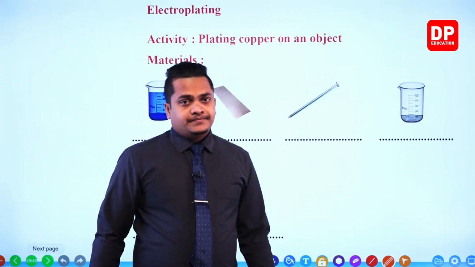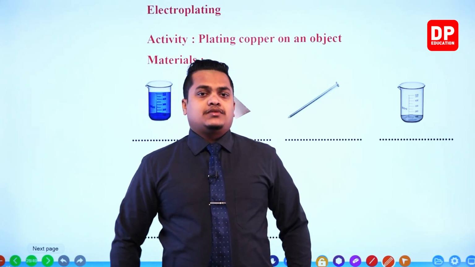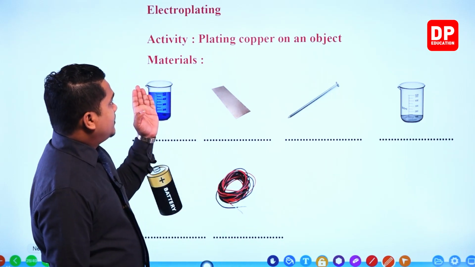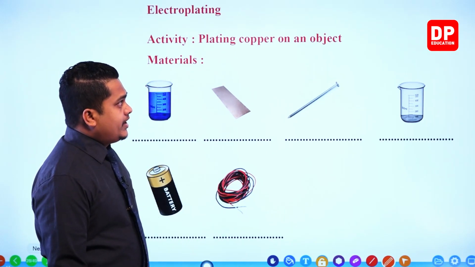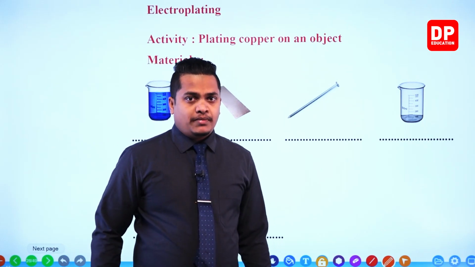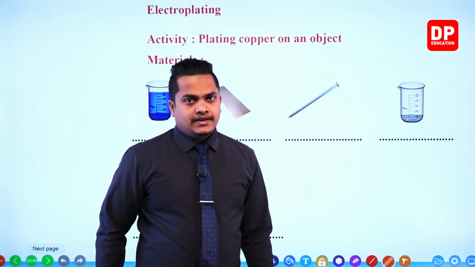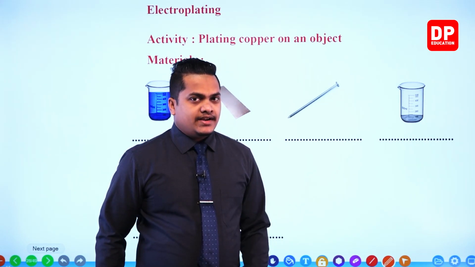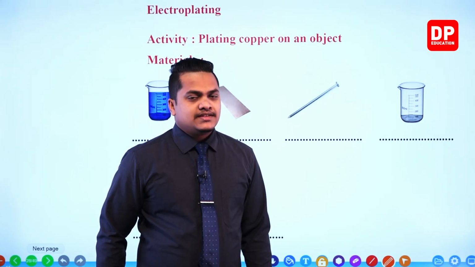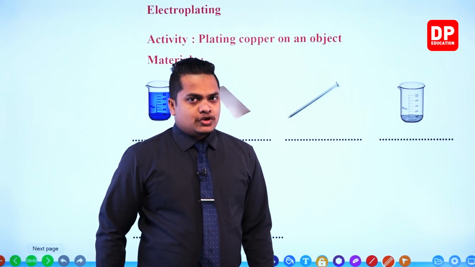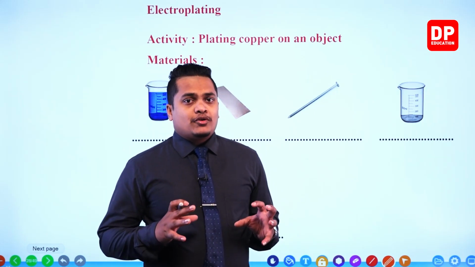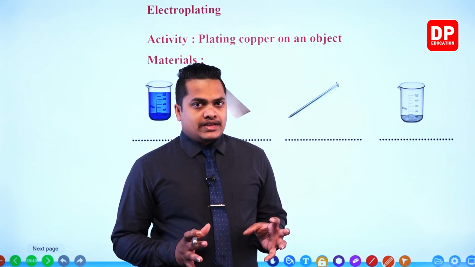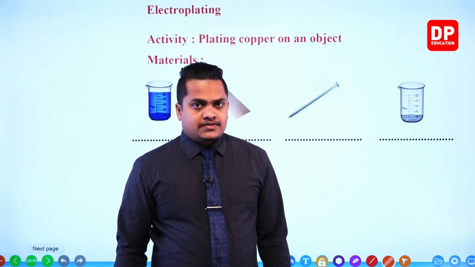Now, my dear children, we are going to carry out another special experiment. Within this experiment, we are going to plate copper on an object. On a certain object, we are going to plate copper, right? By the looks of it, you know that this is related to electroplating. Actually, it is. This is the process of electroplating. I'm going to show you how the electroplating process is conducted in our laboratories and sometimes in outer environments.